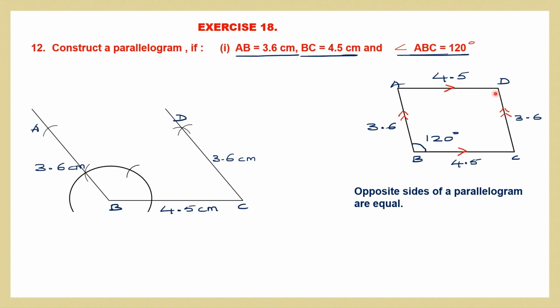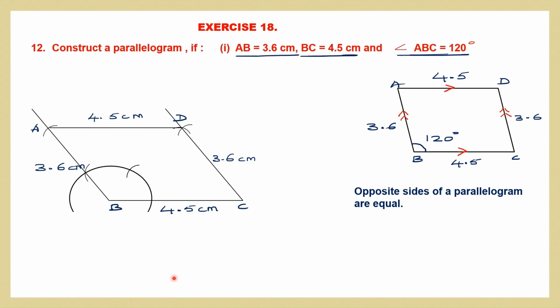Similarly, AD is 4.5 centimeters. So take 4.5 on your compass. Keep your needle at A and cut the arc. We have named it D. Now we just have to join AD. So we've joined AD and we've got our parallelogram. So we have AB, BC, CD and DA. And DA, the measurement is 4.5 centimeters.